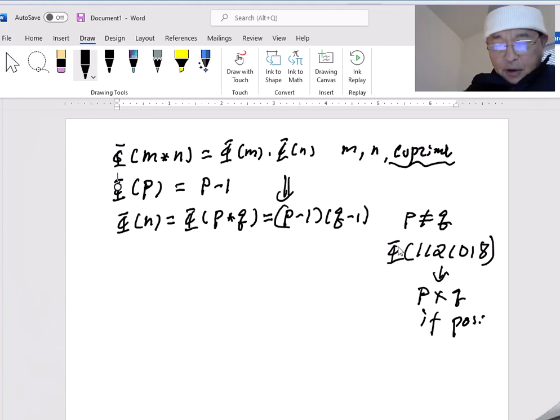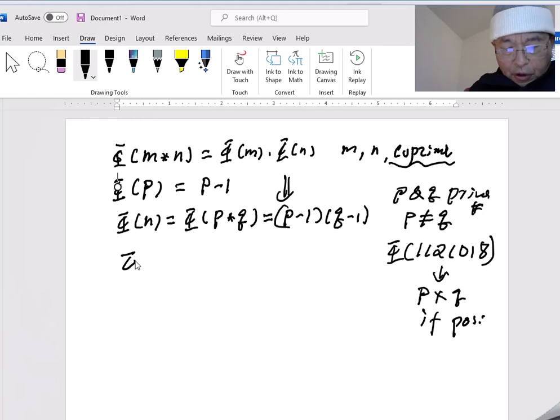Now let me give you an example. We're using this, and these conditions are very important: P and Q are prime numbers. Okay, so now let's find an example.